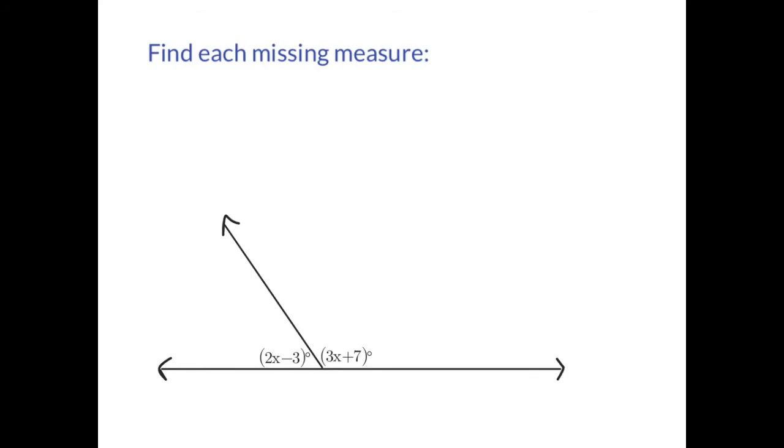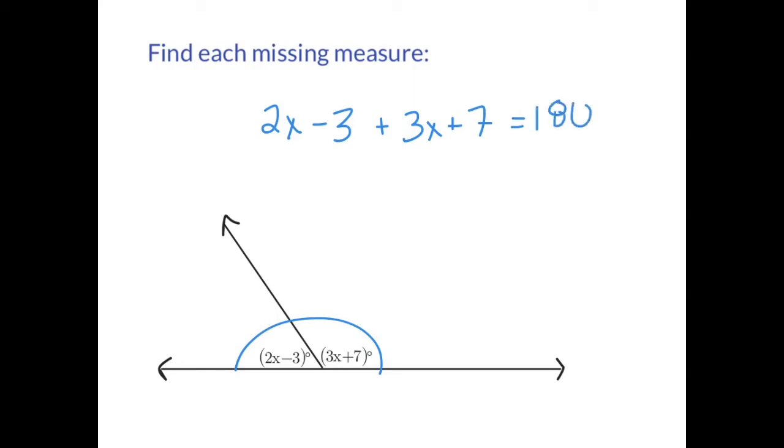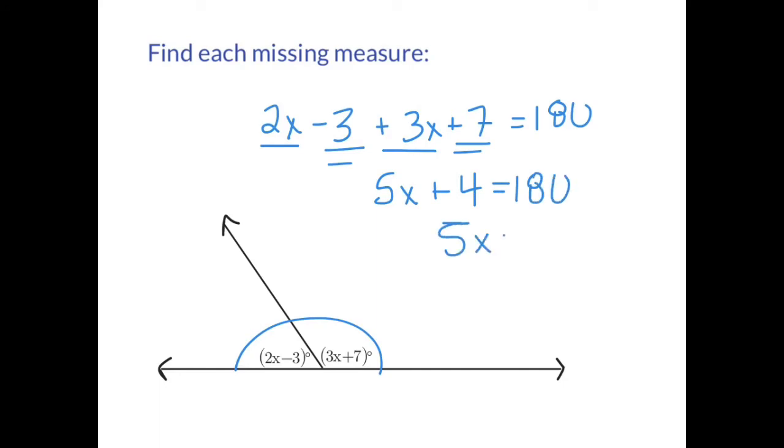This example is using a linear pair for two supplementary angles, which means that they add to equal 180 degrees because they are creating a line. So 2x minus 3 plus 3x plus 7 equals 180 degrees. Combining like terms, 5x plus 4 equals 180. Subtracting 4 from both sides, 5x equals 176.